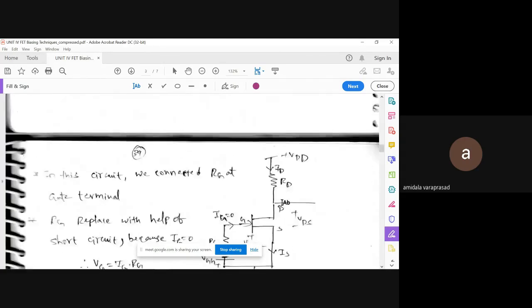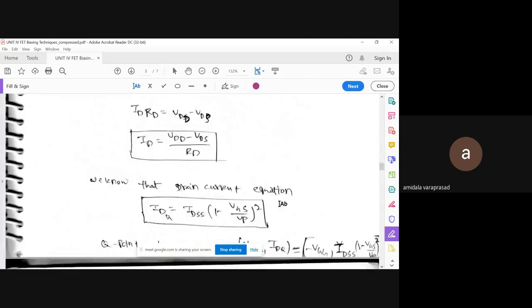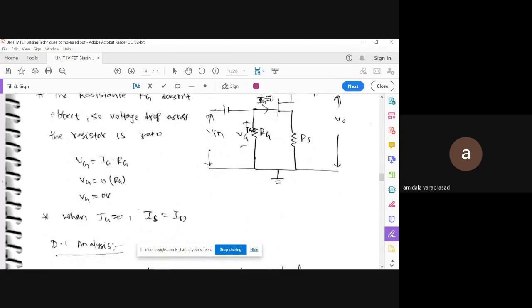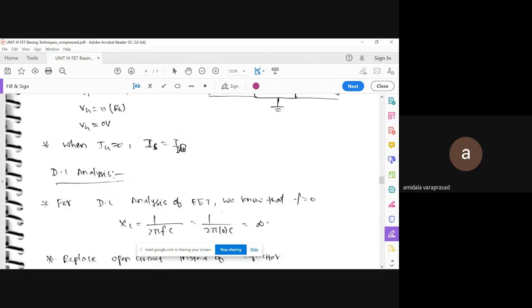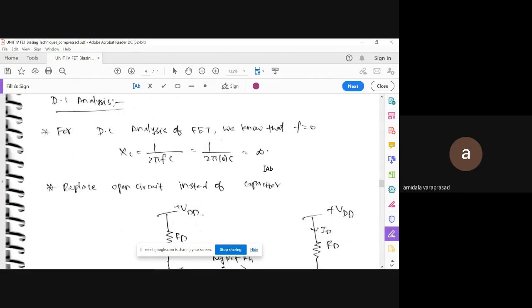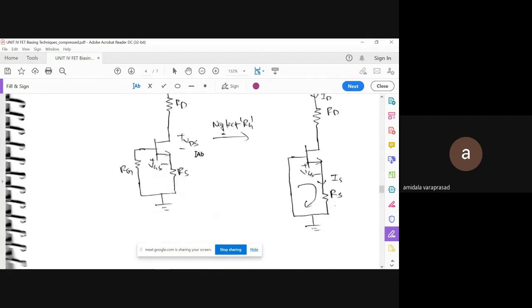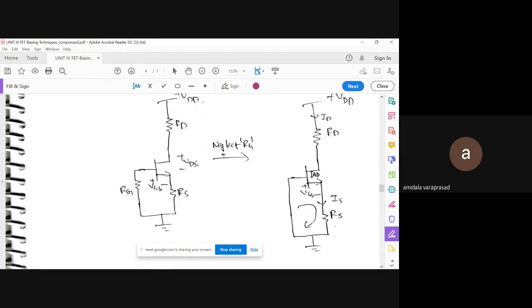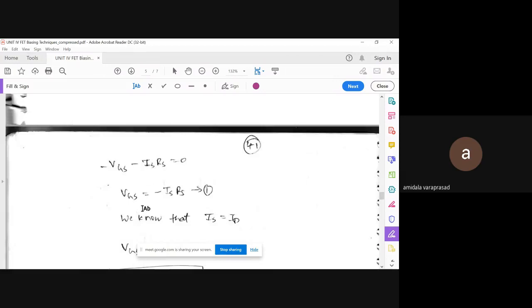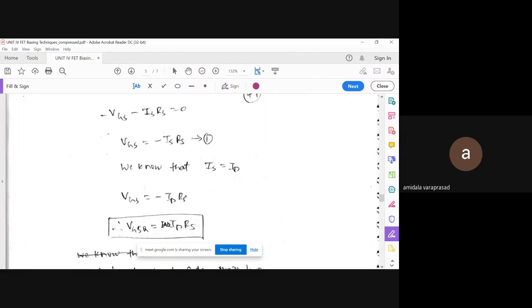Now self bias. If you observe the self bias circuit, RS will come extra. We already know that RG will become 0 and IG will be 0, which means IS is equal to ID. For DC analysis the reactance of capacitance is infinity, so capacitors are open, and RG we neglect by making it a short circuit. This is the final circuit. Now if you apply the loop, what do you get?